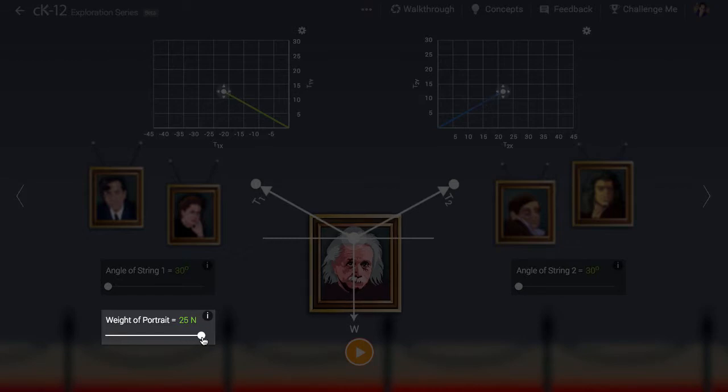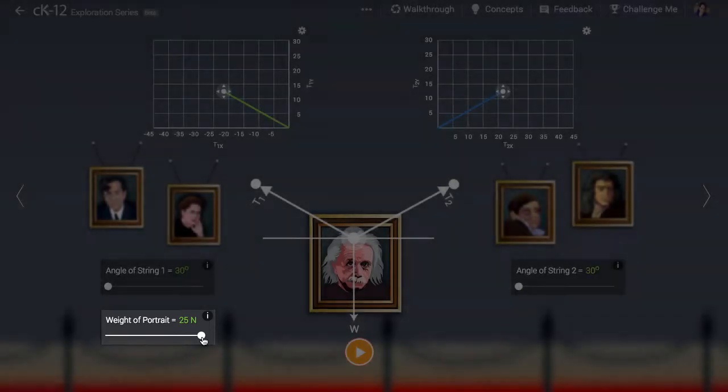In the case of a 25 newton painting, the mass would be about 2.5 kilograms, since the strength of the gravitational field on Earth is roughly 10 newtons per kilogram.